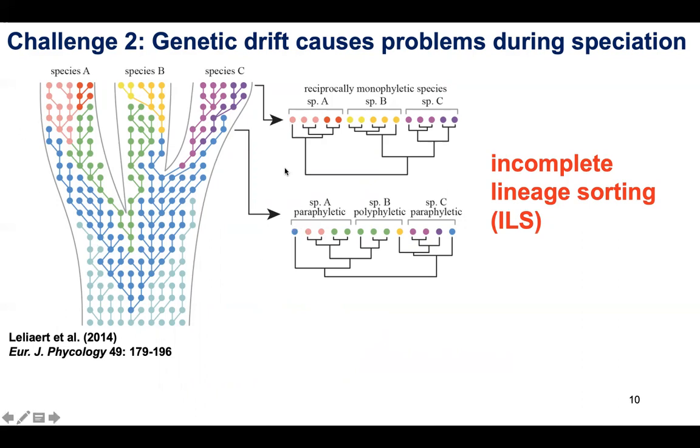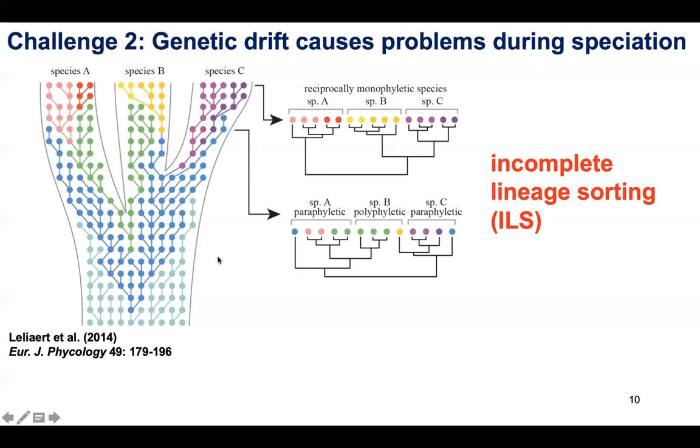And this figure is a really nice summary of what incomplete lineage sorting is. Basically, what you see here on the left is a species tree of 3 species. And what's nice about this is that it's showing each species as a population. So every ball in this diagram is an individual organism. And every row is a generation, right? And the different colors are different alleles. So we can trace the ancestry of every individual in this diagram. And really the alleles are what we're interested in.